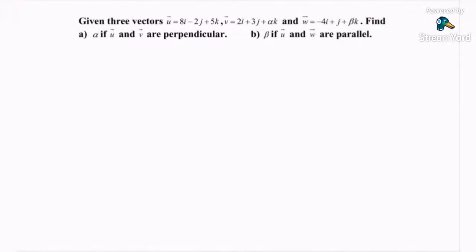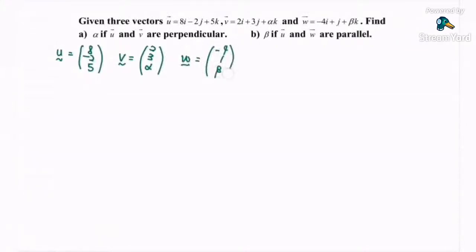So kita akan wujudkan situasi apa? Perpendicular. Okay, perpendicular dengan parallel vector. So berdasarkan properties. So mari kita mula. Given 3 vectors. So in here we have 3 vectors where we have u is equal to a, negative 2 and 5, followed by vector v, 2, 3 and alpha, vector w, negative 4, 1 and beta.